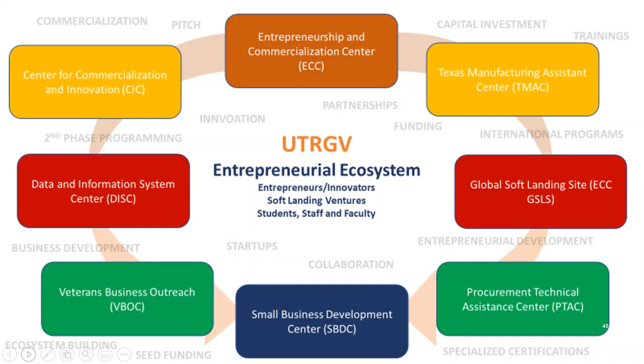This is our ecosystem here at UTRGV. We're a set of different centers that provide services and assistance to all entrepreneurs, existing and new ones. Our center is just one of all these centers around this circle that you see, which includes TMAC, the Texas Manufacturing Assistance Center. We have a global soft landing program. We have PTAC. In reference to this particular session, we really focus on our partners at PTAC to provide assistance to our entrepreneurs or any of our clients that are seeking to work with government. We also have SBDC under the university as well, the Veterans Business Outreach, the Data and Information System, and we have another incubator in Weslaco, Texas, called the Center for Commercialization and Innovation. All of us together focus on the entrepreneurial ecosystem in the Rio Grande Valley to provide a well-rounded series of services to our community. Next slide.